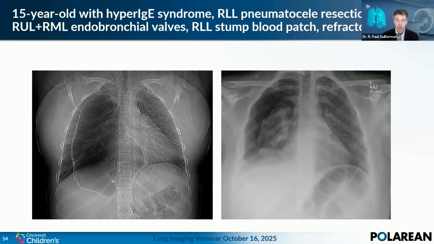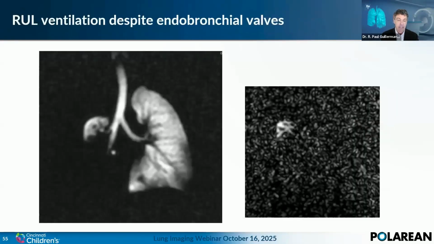So next slide. What the xenon showed is that, in fact, there was ventilation of that right upper lobe. And we also did a delayed imaging acquisition, in which you can see that the xenon is cleared normally from the left lung, but it's still retained within that right upper lobe. Next slide.